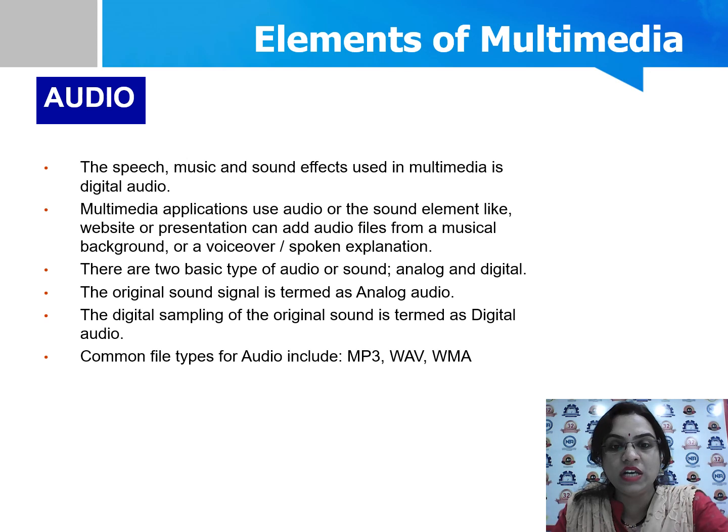There are two types of audio or sound. The first one is analog and the second one is digital. The original sound signal is termed as analog audio. The digital sampling of the original sound is termed as digital audio. The common audio file types are MP3, WAV, and WMA.